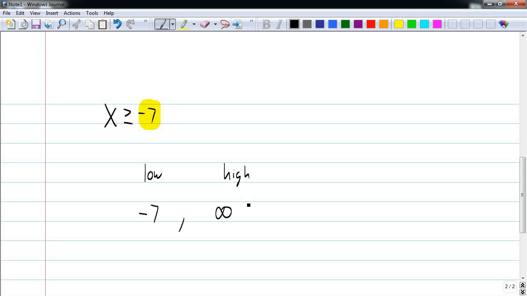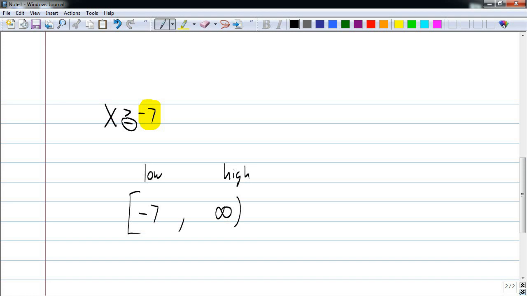So my high number is infinity. Now on infinity, I always use a parenthesis. On -7, is -7 included? Could x be -7? And the answer is yes, because this is greater than or equal to. So I use a bracket. Bracket -7 comma infinity parenthesis.